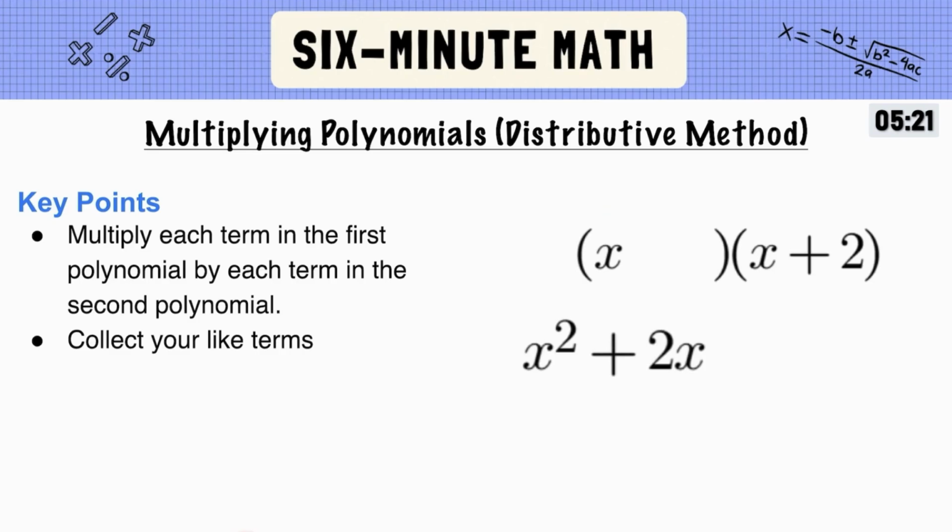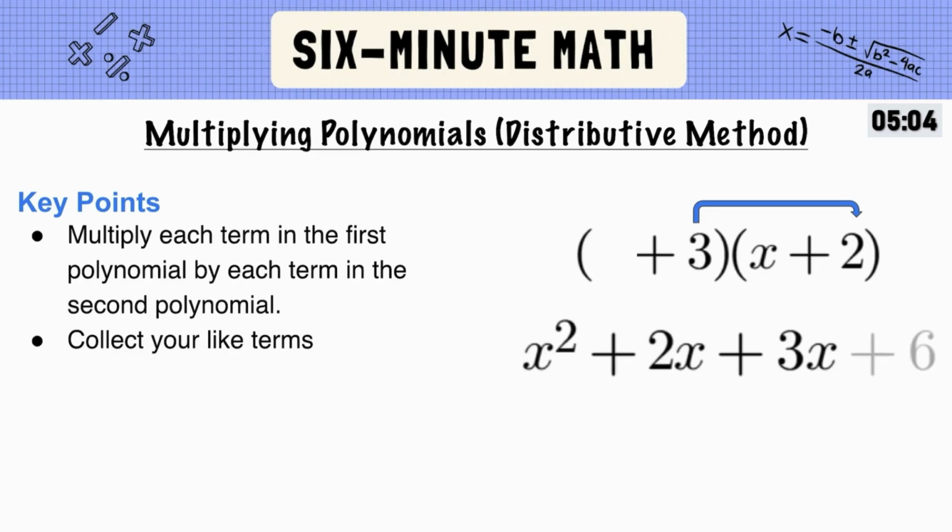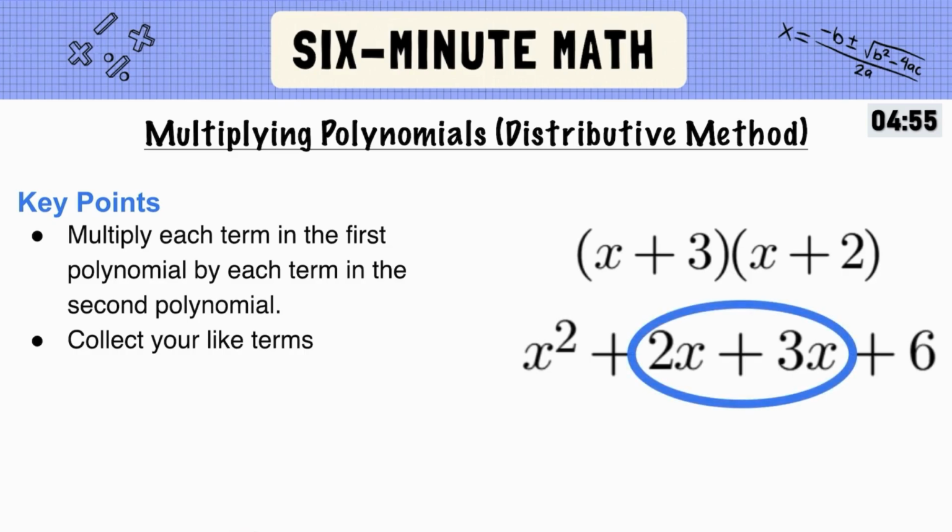At this point, I'm going to isolate the second term in my first polynomial, which is positive 3, and do the same process. 3 times x is 3x, and then 3 times 2 is 6. At this point, I've done all my multiplication, so I am going to collect my like terms, which are my two x terms, for a final answer of x squared plus 5x plus 6.